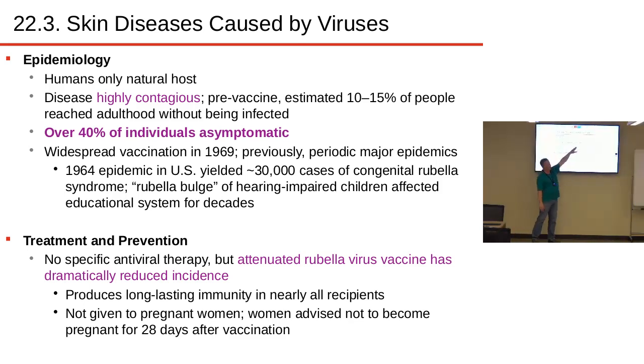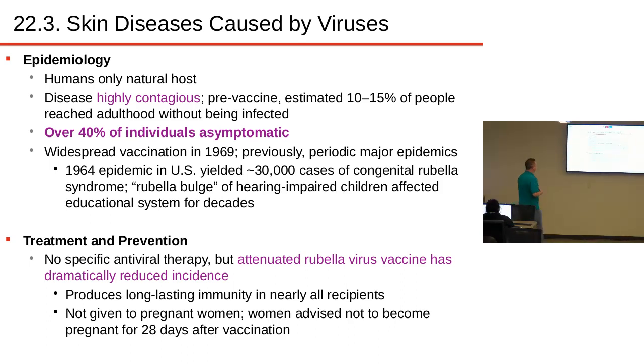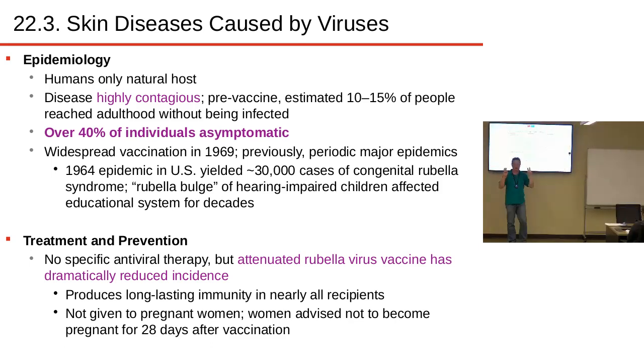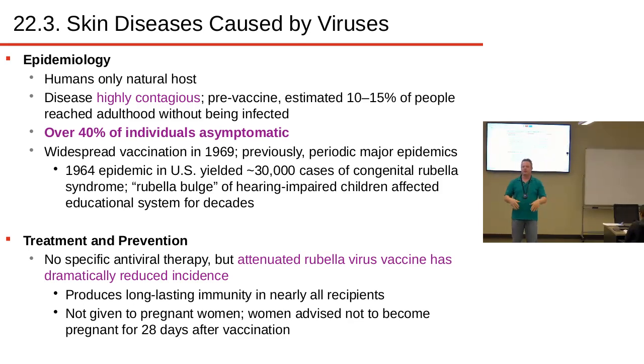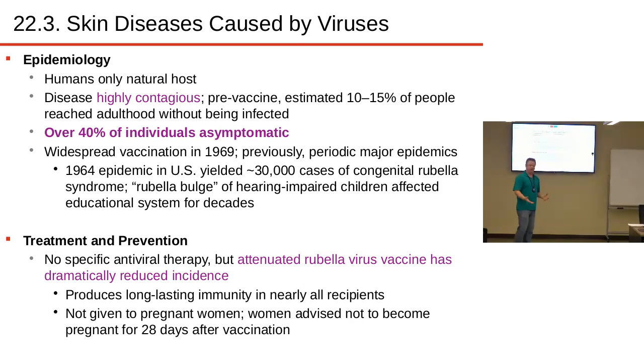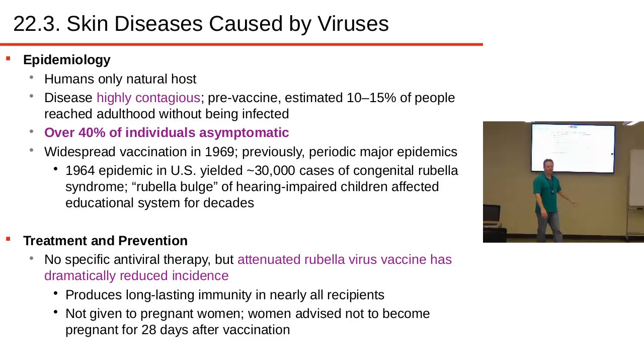1964, right before we started using widespread vaccine, we ended up having about 30,000 cases of congenital rubella syndrome. And what happens with these people is we call it the rubella bulge. These poor kids got German measles when they were very young. Part of the chronic problem that they end up having from it, after the virus is gone, not caused by it but from the damage that was left, is they have a lot of hearing loss.